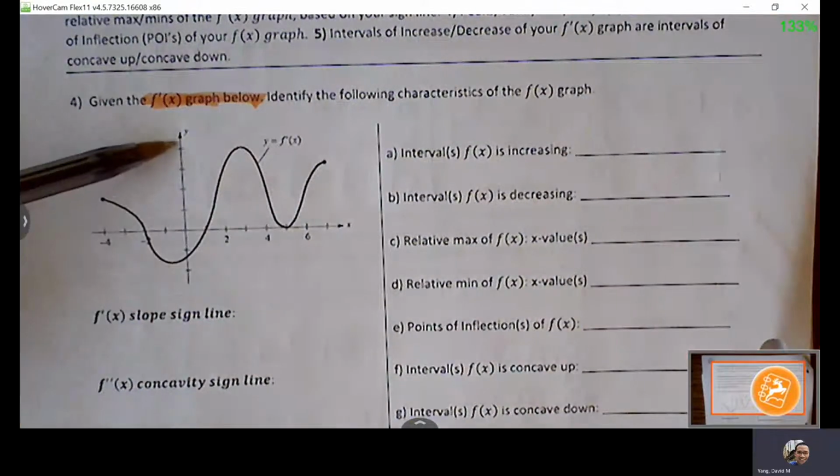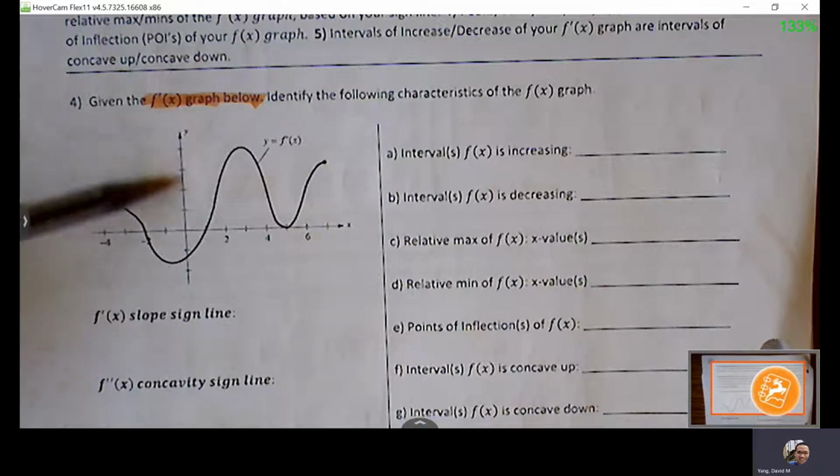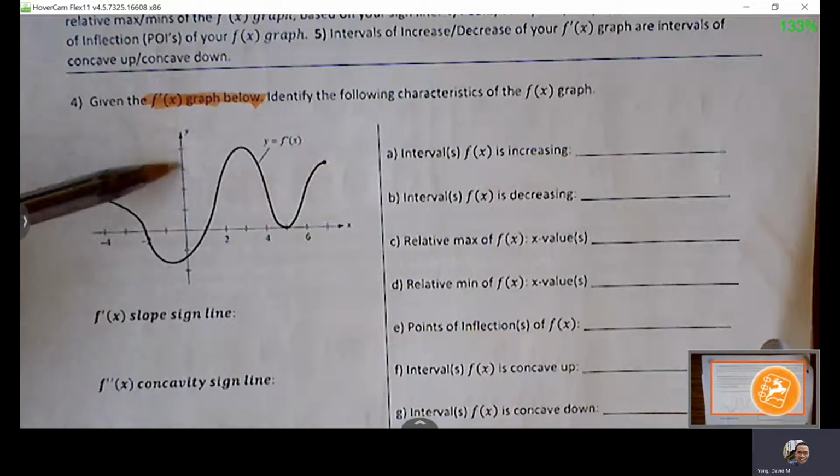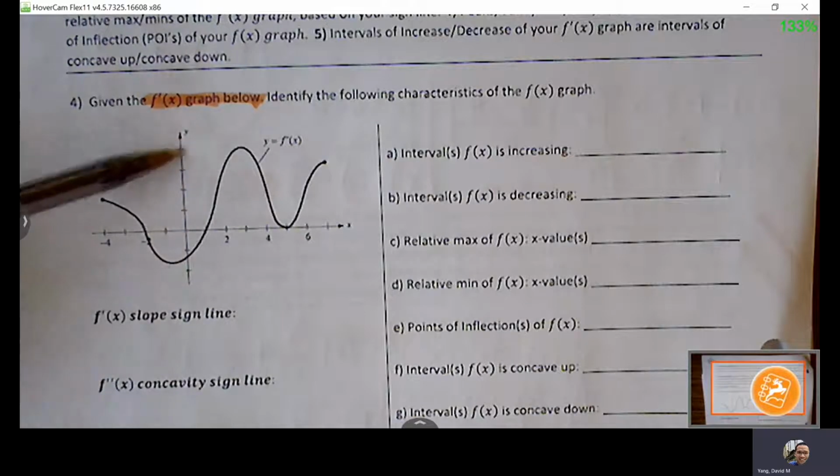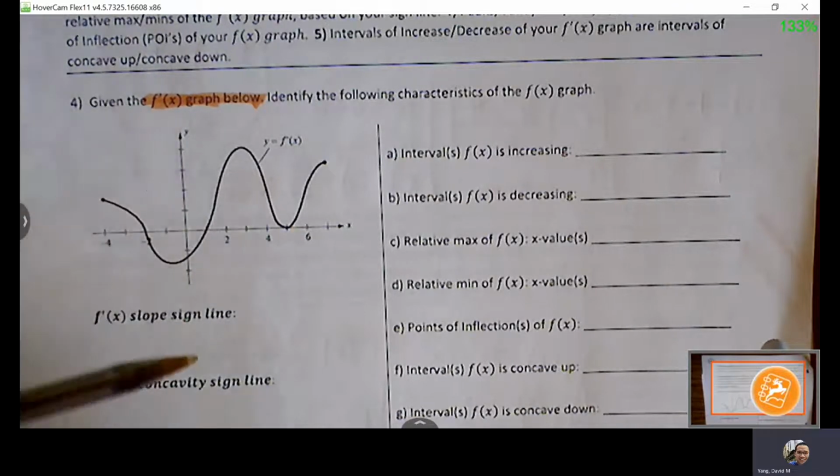This has a different y-axis value. If we're looking at the derivative graph, the y-axis represents the slope of the original graph, not the location of the original graph.